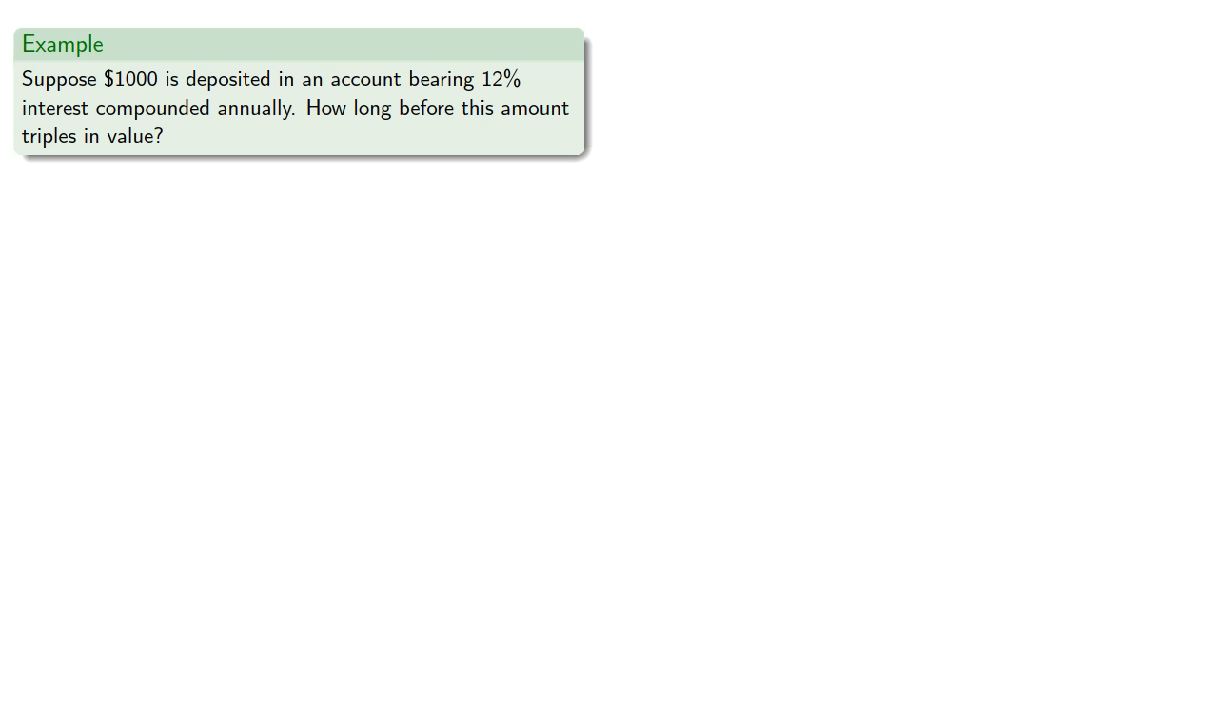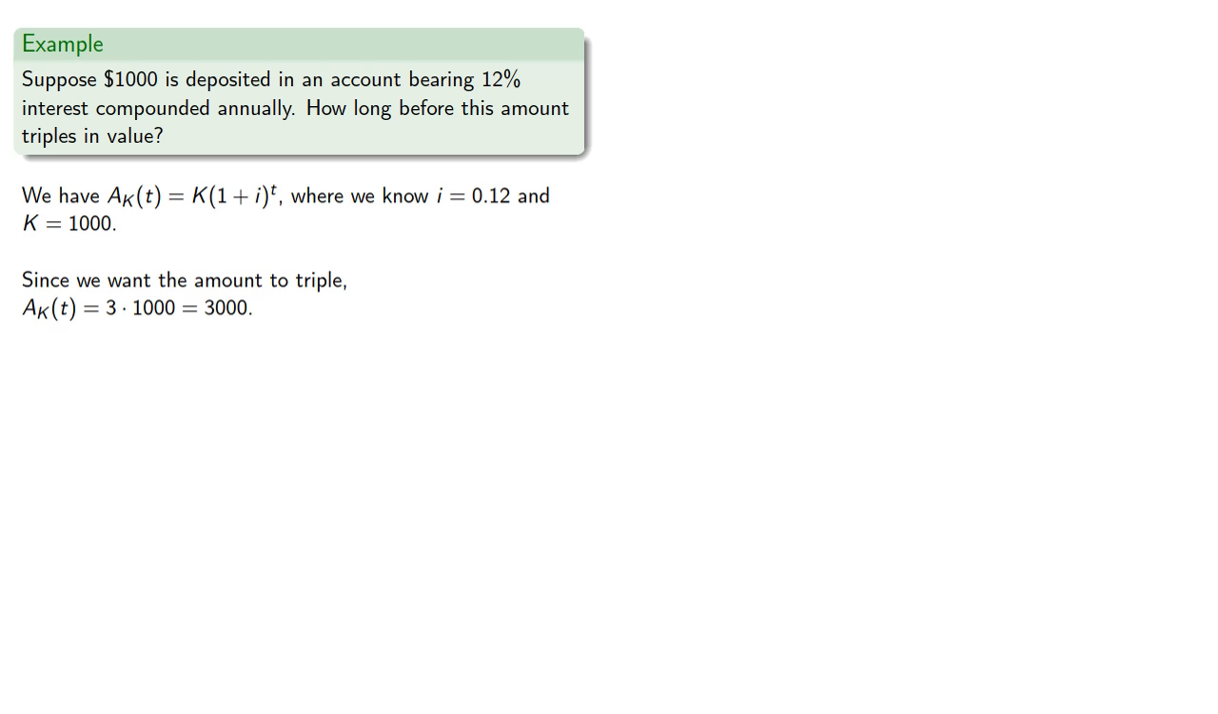We can also try to find an unknown time. Suppose $1,000 is deposited in an account bearing 12% interest compounded annually. How long before this amount triples in value? So we have our amount function, where we know the interest rate, 12%, and the principal balance, $1,000. And since we want the amount to triple, the final amount is going to be 3 times 1,000, or 3,000.